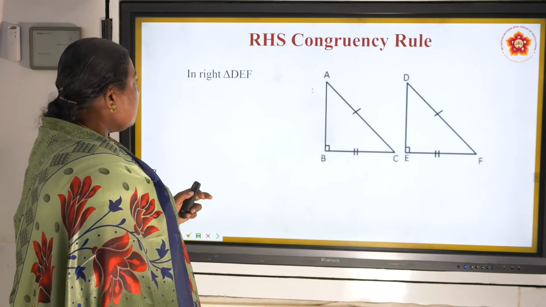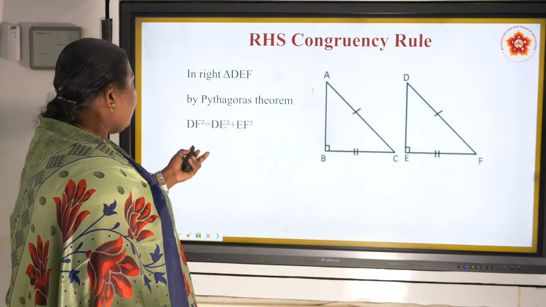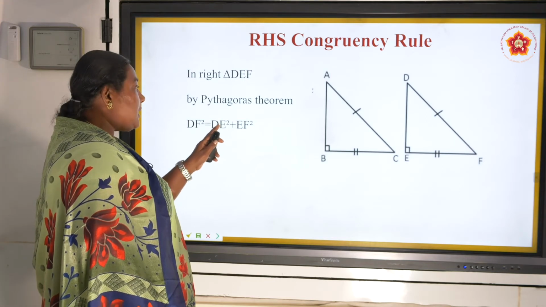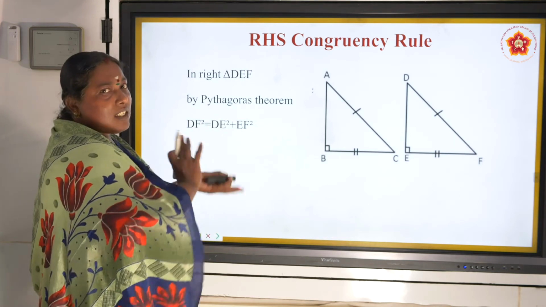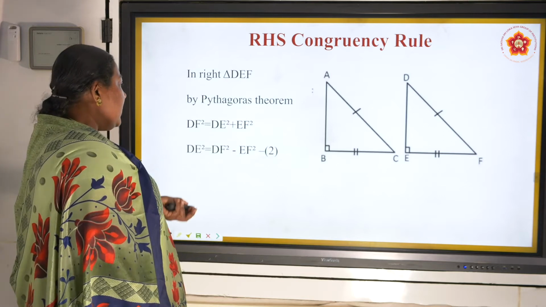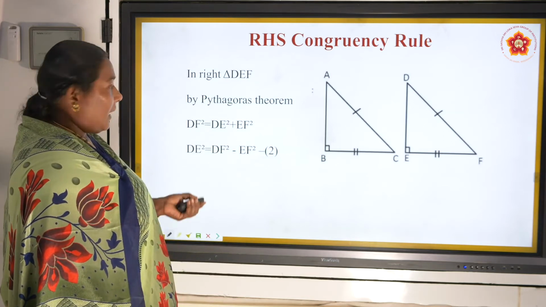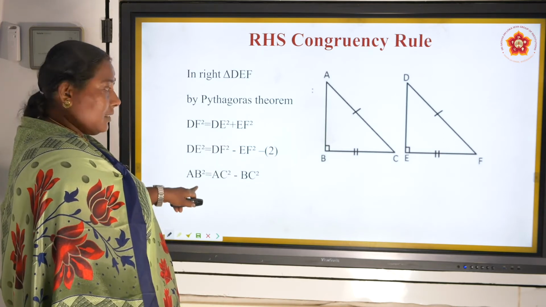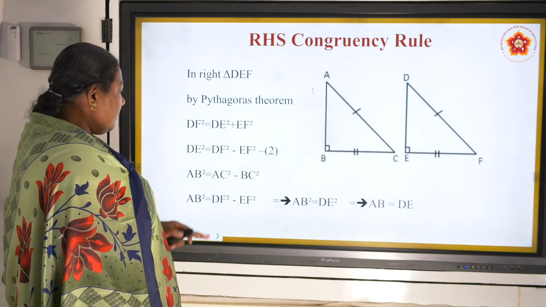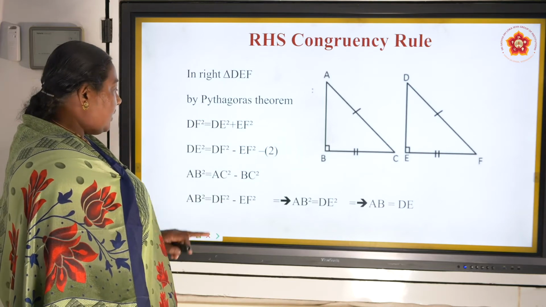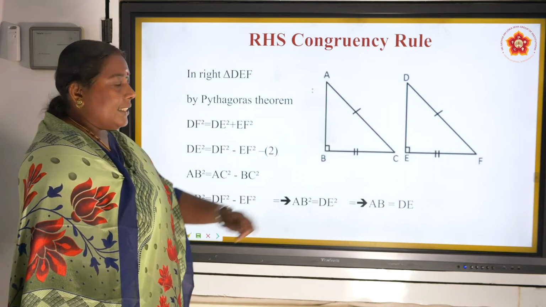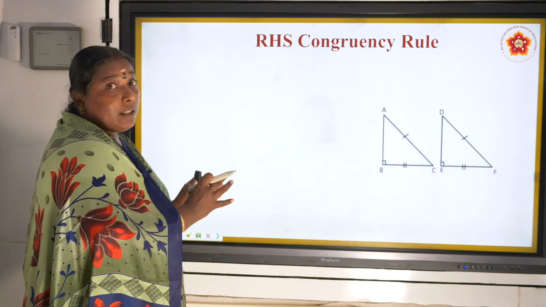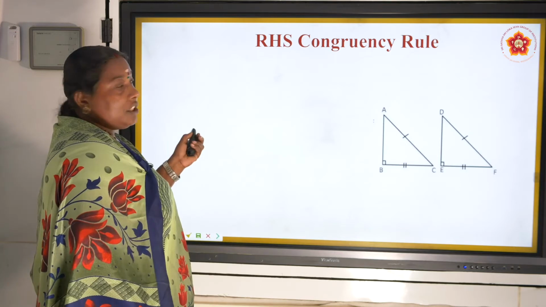Okay, in right triangle DEF by Pythagoras theorem, DF square is equal to DE square plus EF square. Just rewrite it accordingly. DE square is equal to DF square minus EF square. And by previous triangle we have this. AC can be rewritten by DF and BC can be rewritten by EF. So it leads to the AB is equal to DE. So this is our preliminary work. This is our original work.